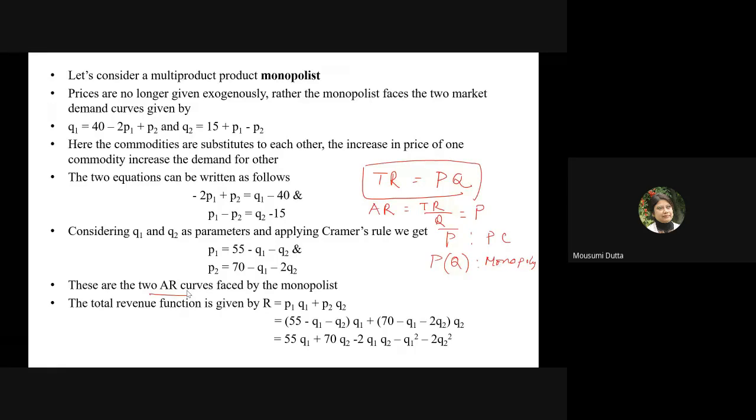So the total revenue function is given by R is equal to P1 Q1 plus P2 Q2. So please find out your P1 Q1 and P2 Q2, the final expression for total revenue in terms of Q1 and Q2. As I mentioned, we are doing all this because in the next step, when we try to find out profit maximization, we will set MR equal to MC. All these MR, MC or profit maximization should be done in terms of Q, not in terms of P.